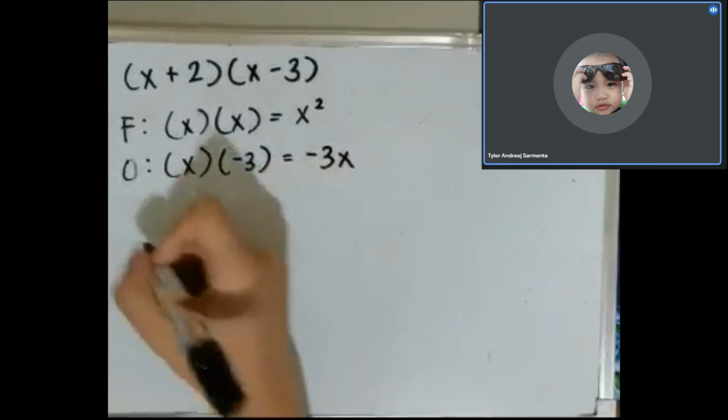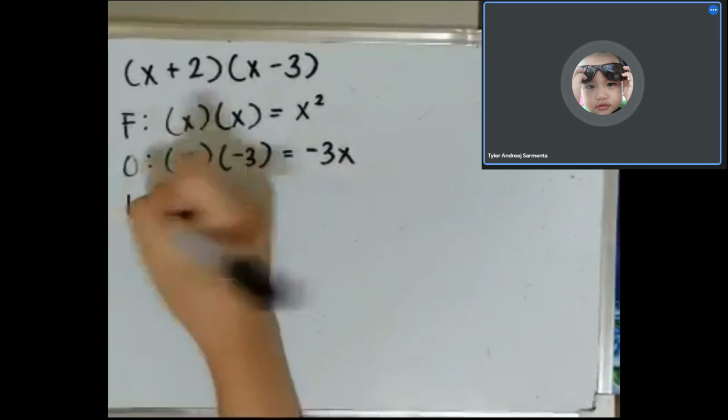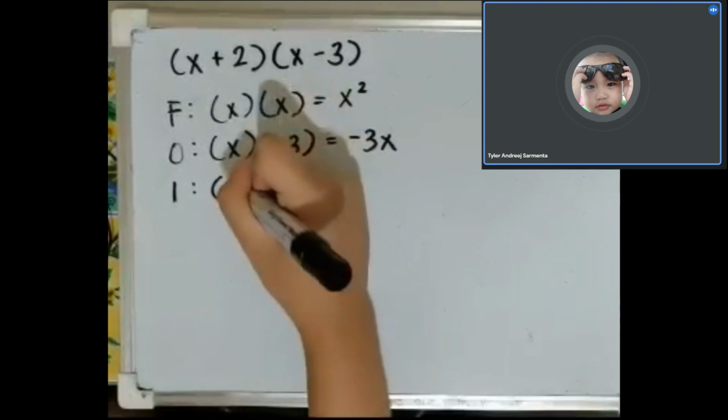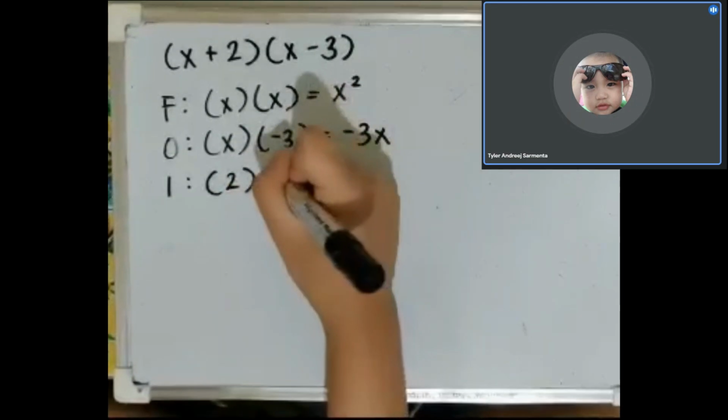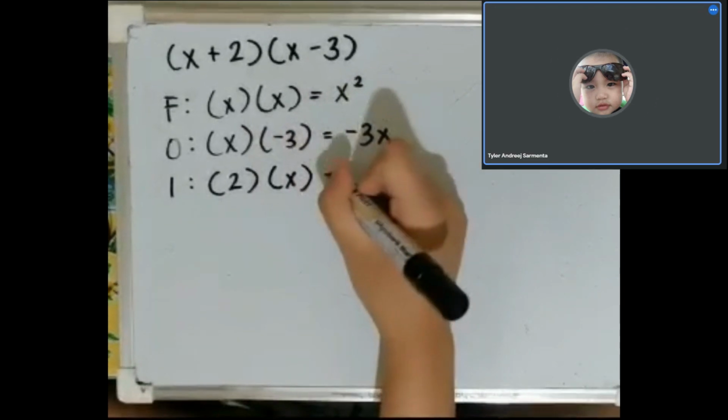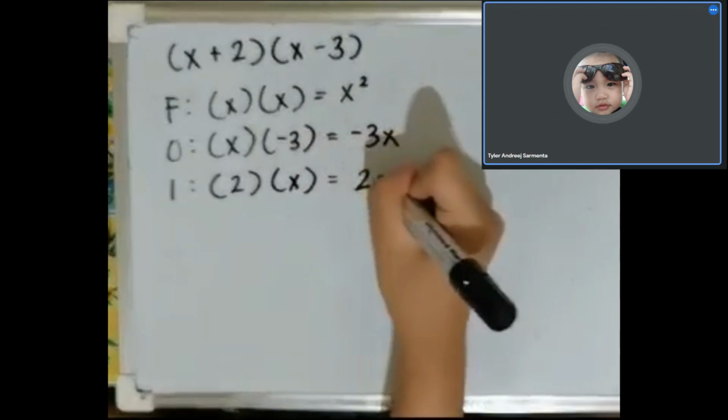Third, we multiply the inner terms of the two parentheses. To get the inner terms, you will need to take the terms in the middle of the binomials, which are 2 and x, then multiply. 2 times x is equal to 2x.